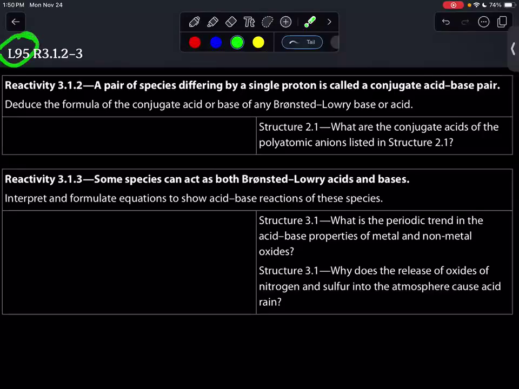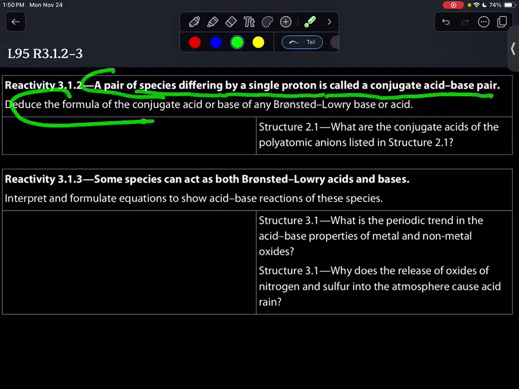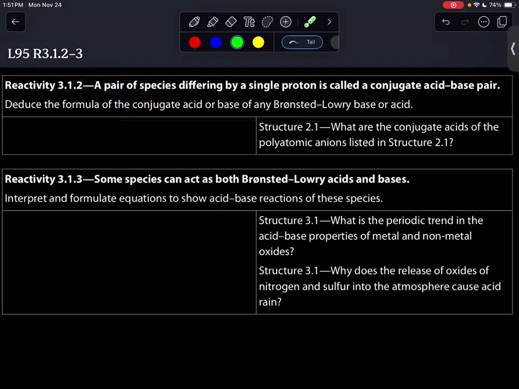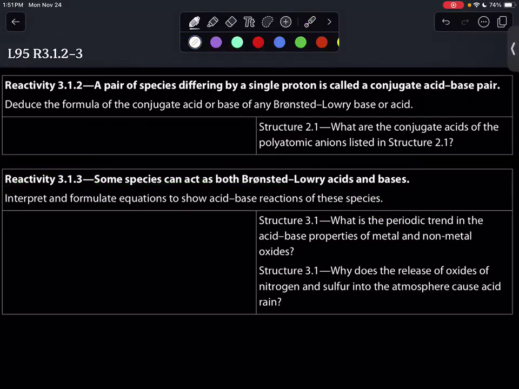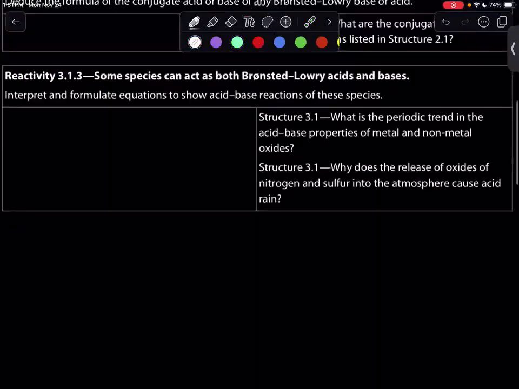Today we're going through lesson 95, reactivity 3.1.2 and 3. Reactivity 3.1.2 is talking about how a pair of species differing by a single proton is called a conjugate acid-base pair. So we'll deduce the formula of the conjugate acid or base of any Bronsted-Lowry base or acid. And 3.1.3 has how some species can act as both Bronsted-Lowry acids and bases. We'll interpret and formulate equations to show acid-base reactions of these species. We'll kind of be doing that throughout, and as well as we'll go over the name for these types of species. So without further ado, let's get started.